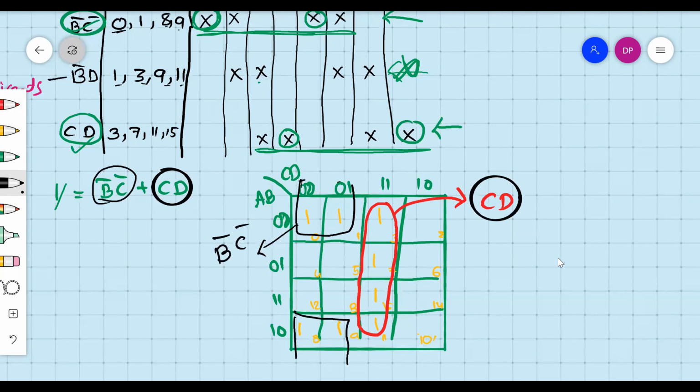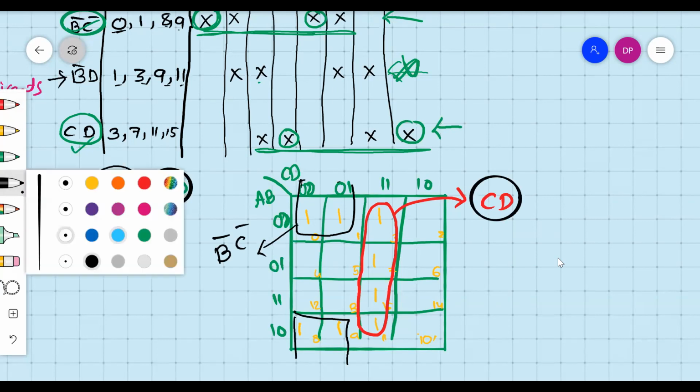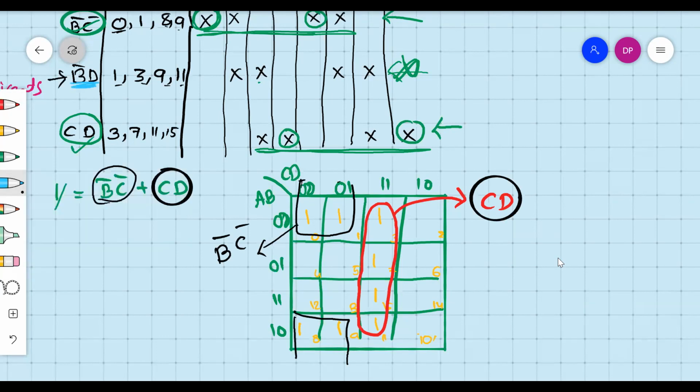Let's check about this term, B bar D. B bar means this is B bar, and D means this is D. So B bar D means there was a group like this, which is not absolutely essential. With this red and black, everything is covered. That's why in the final selection this was automatically neglected.